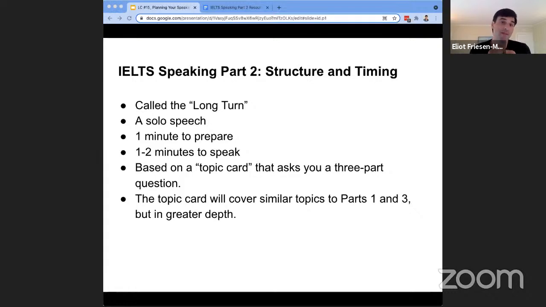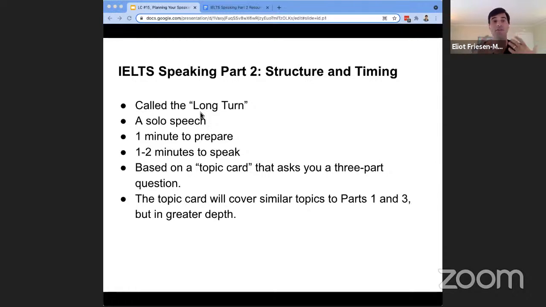But part two is different. Part two is where you are going to give a short speech, okay? And this speech, it's called the long turn. You look up, I've got my notes here. I put all the points here on one page, but I'm on this first point here. It's called the long turn because you are supposed to give a lengthy answer, at least more lengthy than other parts of the test, okay?